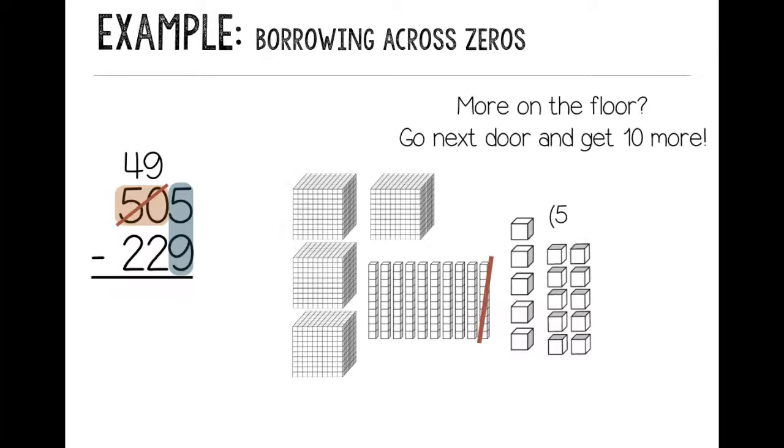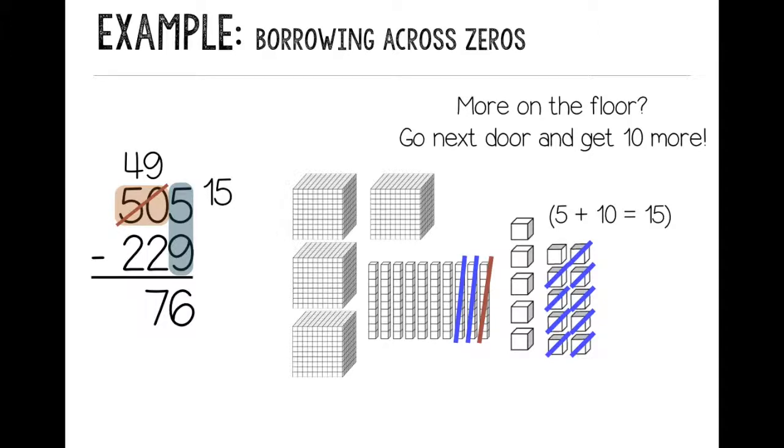and then I can add it up. 5 plus 10 equals 15. So that 5 becomes a 15. Then I subtract my 9, and that leaves me with 6 ones. Then I go to my tens place. 9 tens minus 2 tens. I take away 2 tens, that leaves me with 7. Then my hundreds place, 4 hundreds minus 2 hundreds leaves me with 200. So I get a difference of 276.